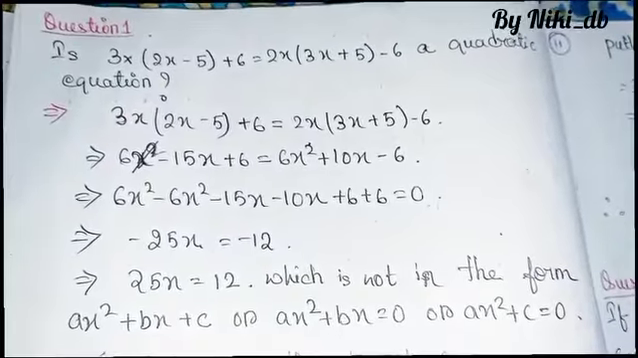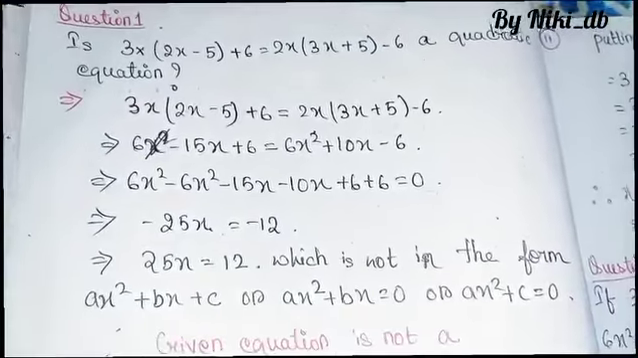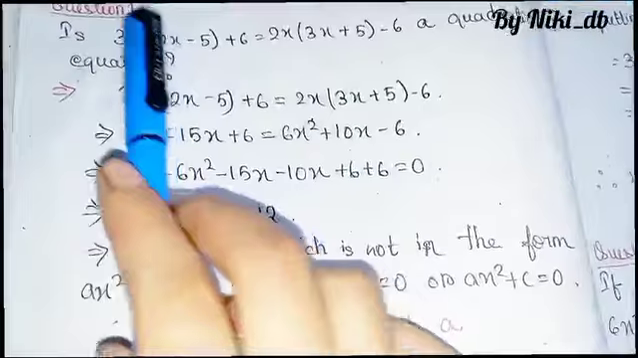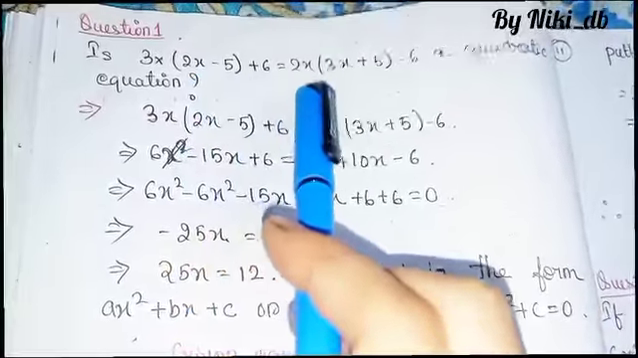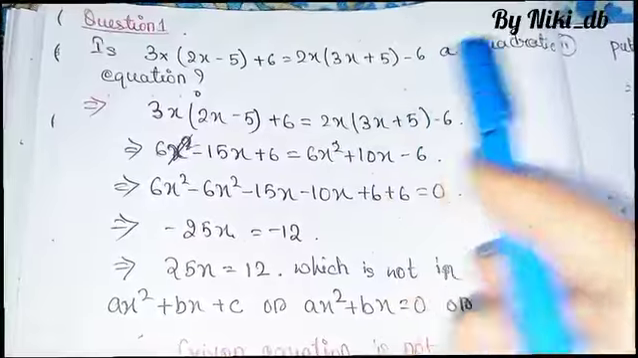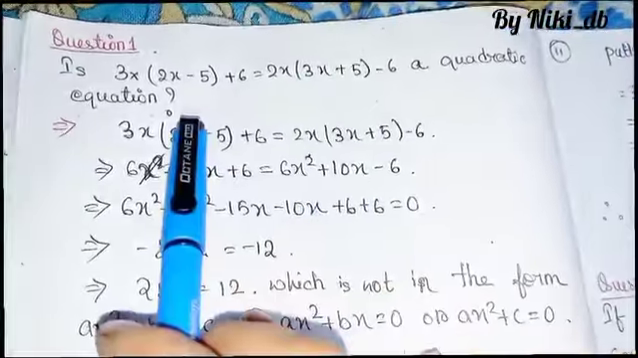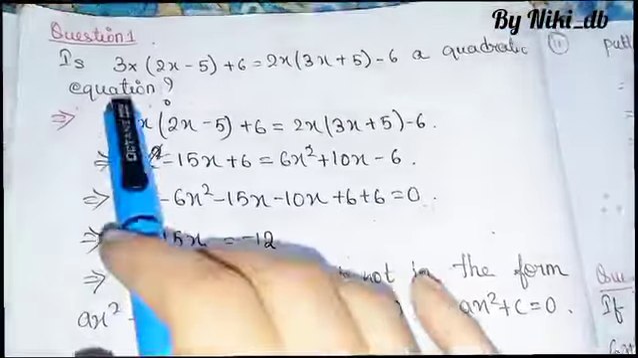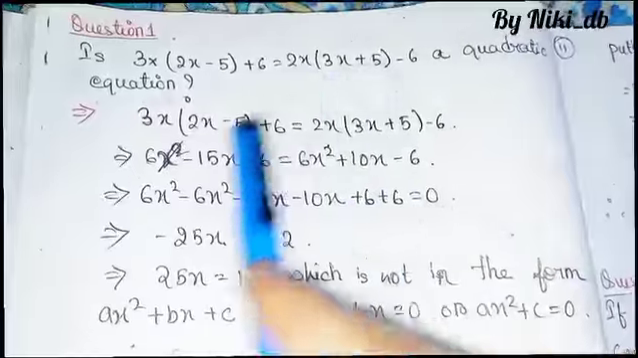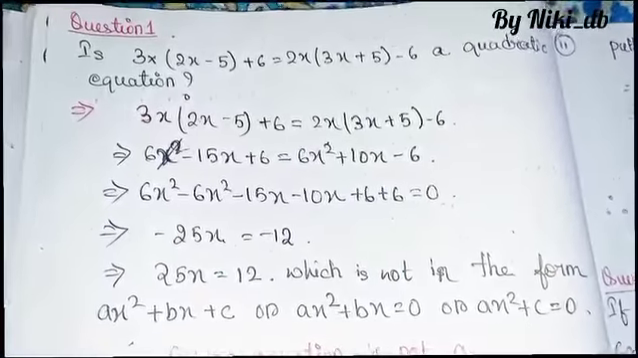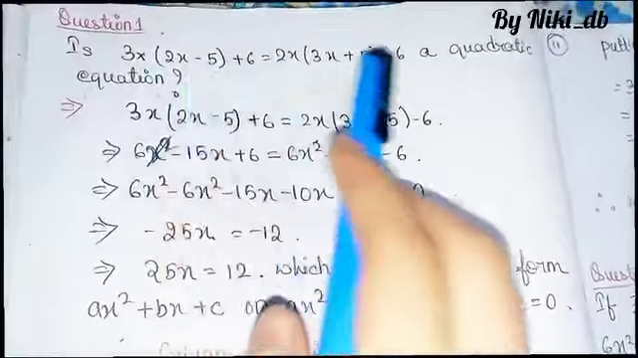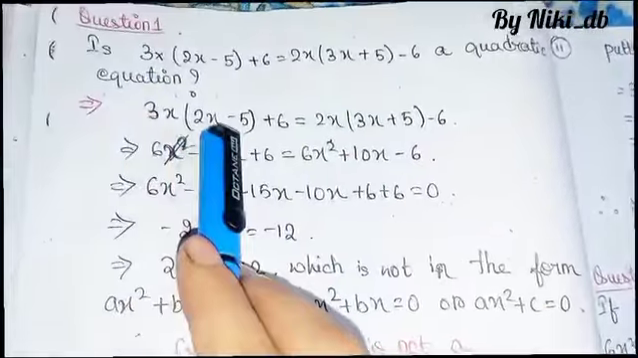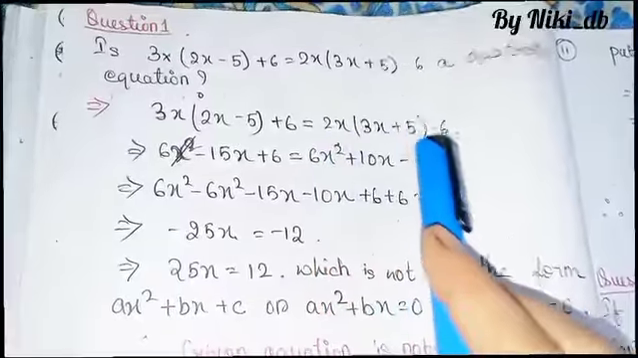Now let's solve some examples and questions so that we understand more clearly. Question number 1 says: is 3x(2x minus 5) plus 6 equals to 2x(3x plus 5) minus 6 a quadratic equation? Here they will give an equation and ask whether it's a quadratic equation or not. To see that, first of all, we will solve this equation.